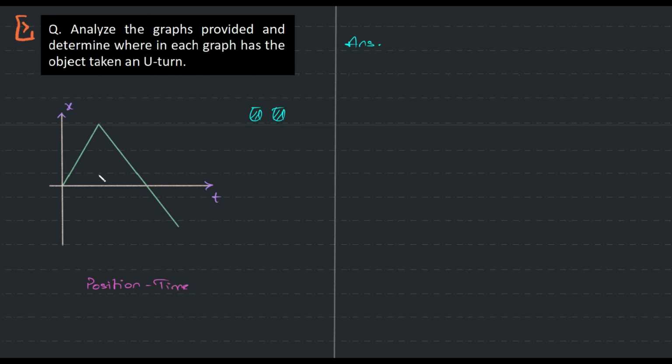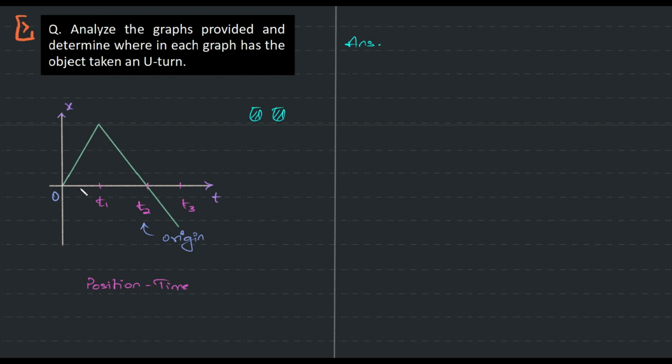And now we can call this as, say, T1 for me to communicate to you guys. This I'll call it as T2 and this is T3. Question is, where is the object taking a U-turn? At T2, where is the object? At origin. Right? So it's quite simple. In position time graph, things are quite simple.